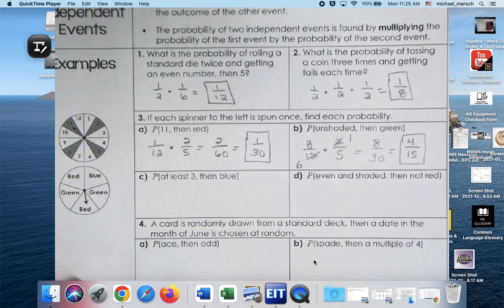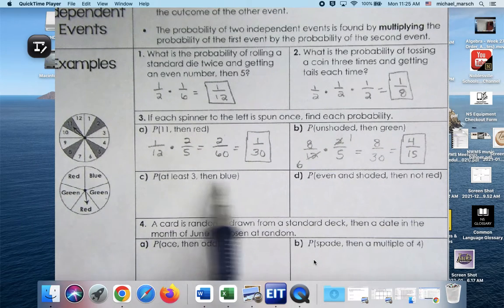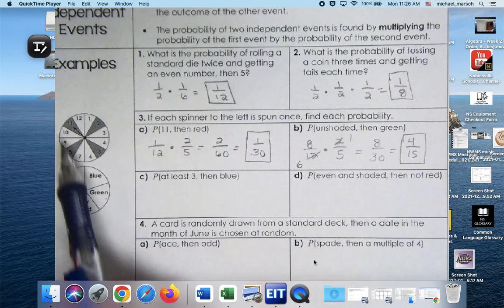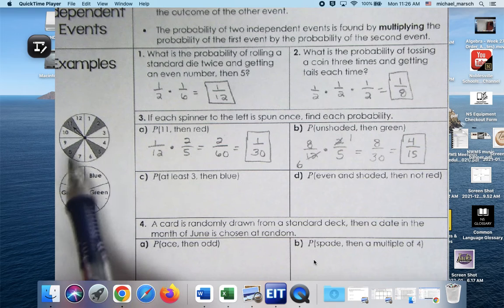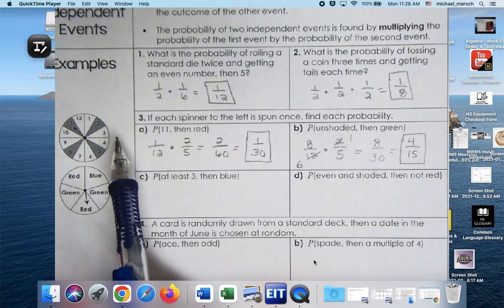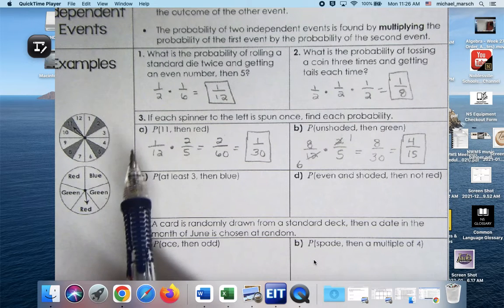How about the probability of at least 3, then blue? So how many values are 3 or greater is what they're asking for. 9. So it can be 3. That can't be 3? It can. Yeah, 9.